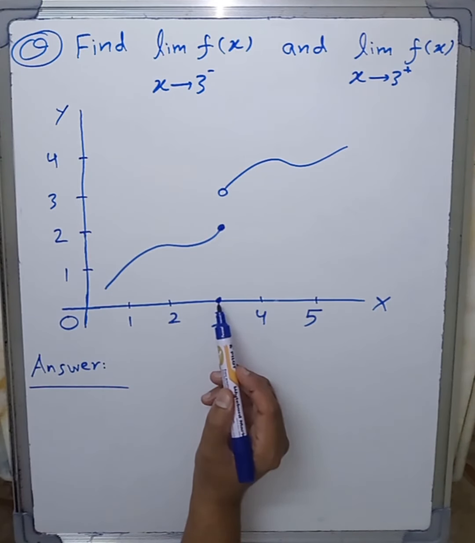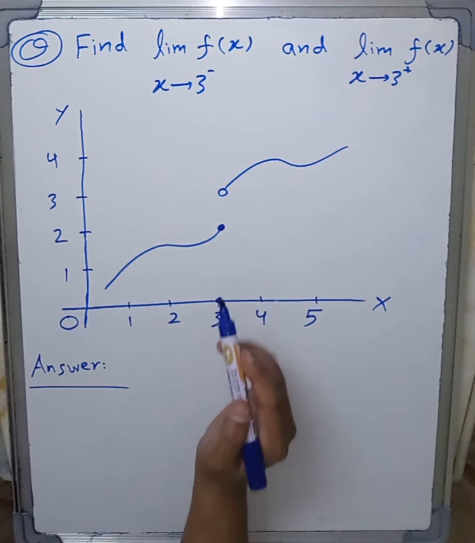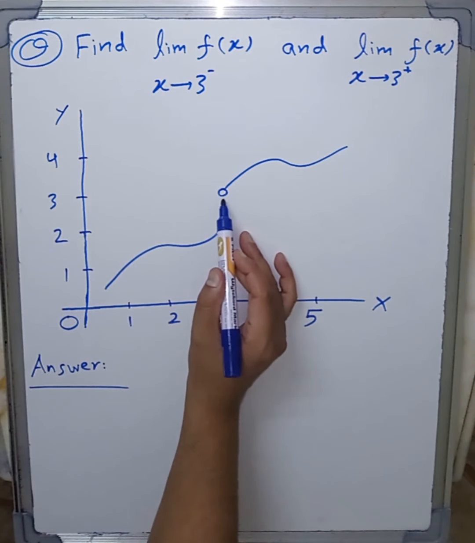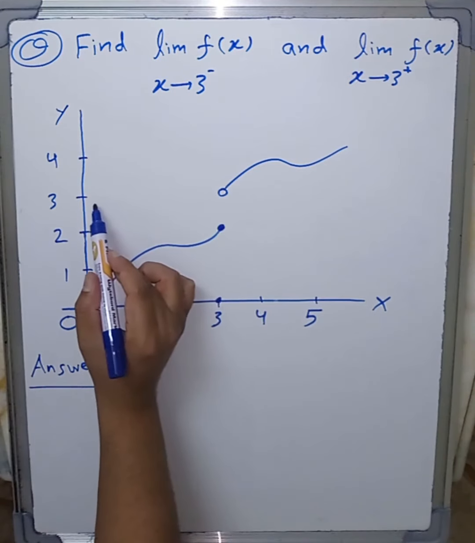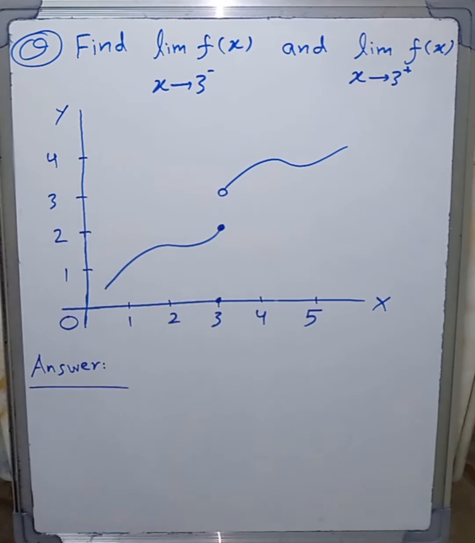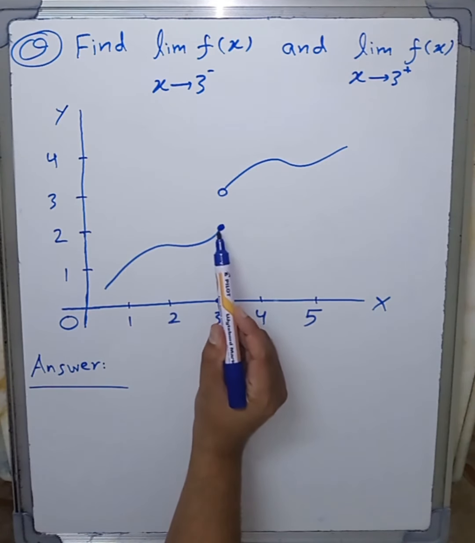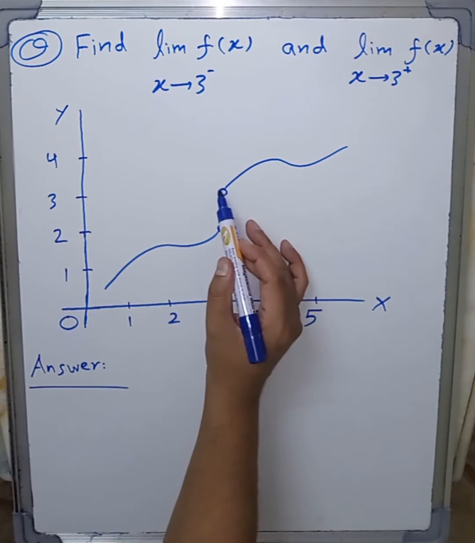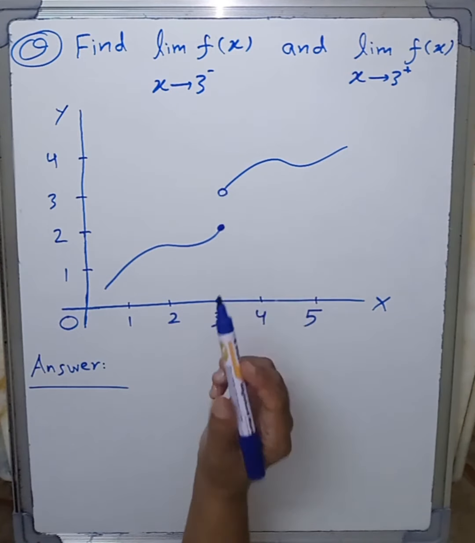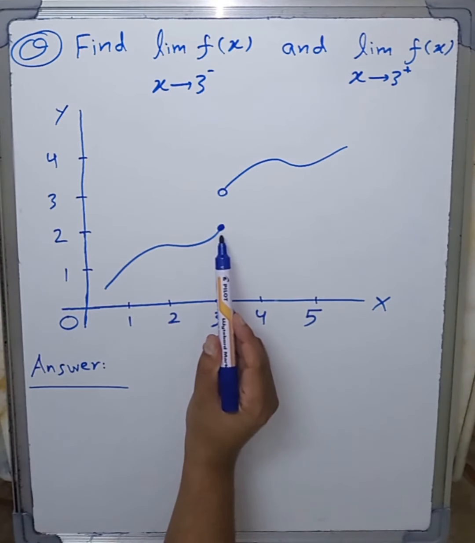You may get confused that at x equal to 3, the value of the function may be given by this point. That is, the value of f(x) may be 3. But this is not the case. We will remember that the value of the function at some point will be given by this dark dot, not by this small circle. The value will be given by the dark dot.